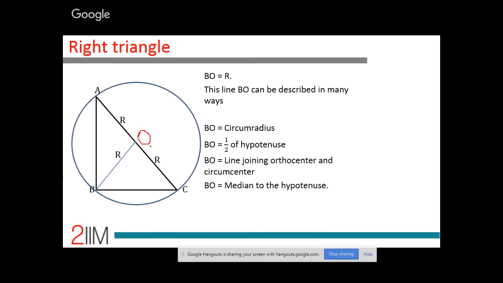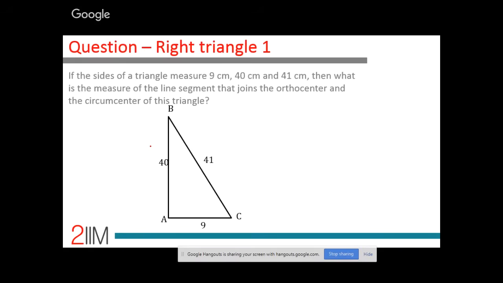Half of hypotenuse is circumradius. So inradius, circumradius, orthocenter, circumcenter, those ideas in a right triangle, you should be on top of completely, comprehensively. So let's go to the question. The next question is being completely set up. So just read the question, give the answer, and then we'll go to the next one.